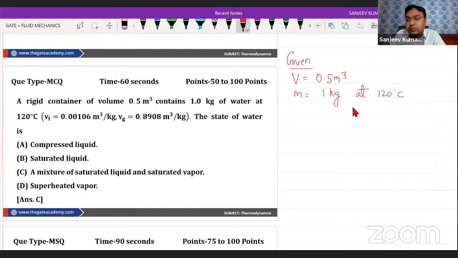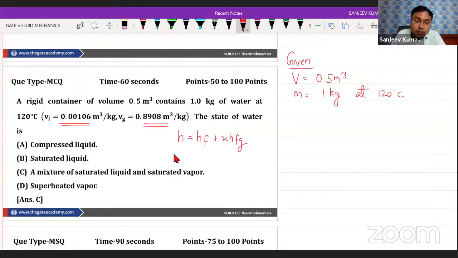So Vf is mentioned here, and Vg is given here. What is the state of water? Very important to note this Vf and Vg value, right? What is the state of water? So you must be knowing that we have a formula for enthalpy. When you know the dryness fraction, what is the formula for enthalpy? H is equal to Hf plus X into Hfg.